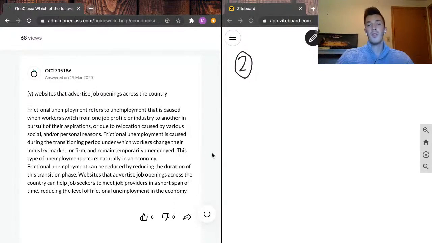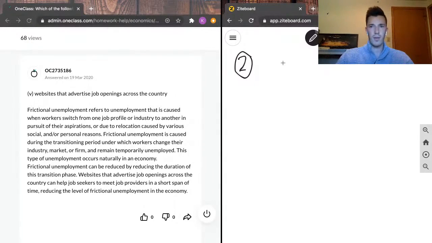Frictional unemployment can be reduced by reducing the duration of this transition phase. Websites that advertise job openings across the country can help job seekers to meet job providers in a short span of time, reducing the level of frictional unemployment in the economy. And that's a fantastic explanation. What I'm going to do is go through all the different types of unemployment with you, just so you have a more clear picture of how it works overall.